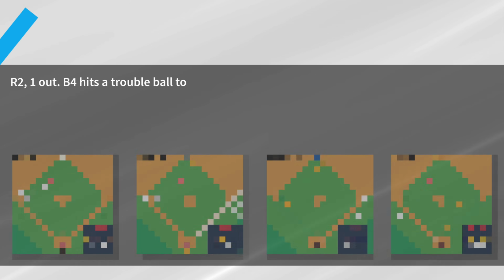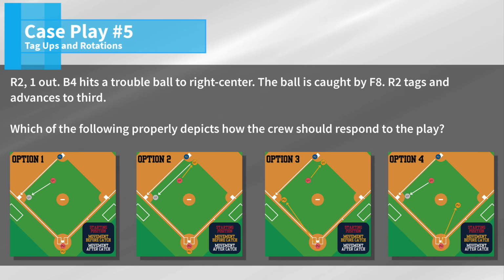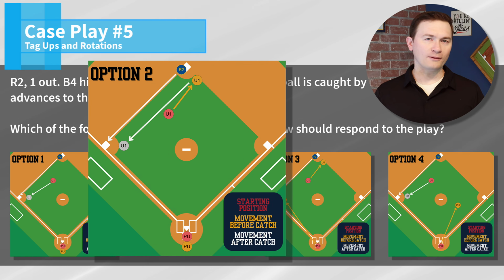Case play number 5. R2, 1 out. B4 hits a trouble ball to right center. The ball is caught by F8. R2 tags and advances to third. Which of the following properly depicts how the crew should respond to the play? The correct answer is option 2. Because it's a trouble ball, catch-no-catch takes priority over the tag-up. The base umpire must gain distance and direction to rule on the catch. Then they should recover to see the tag-up at second, followed by taking R2 into third. The plate umpire again stays home at the point of the plate.